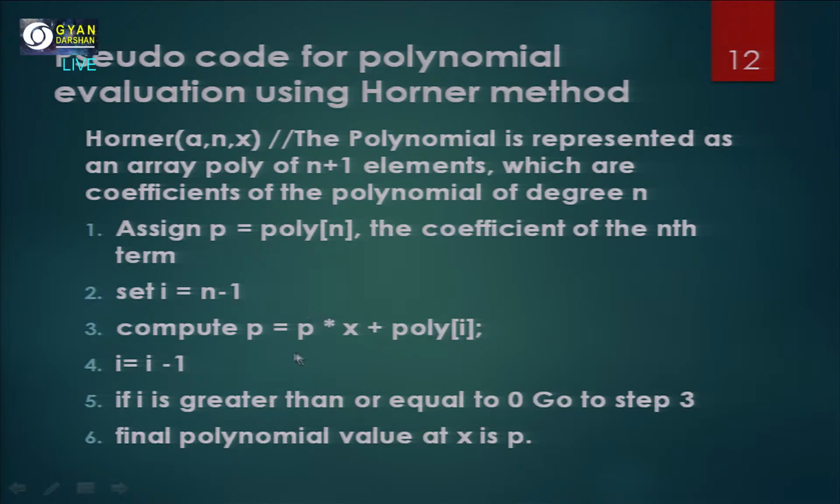So now this will become the value p, and then i will become n minus 2, and the next computation is going to be this whole term multiplied by x plus an minus 2, like that. Okay, so we will keep on repeating this particular step till the final polynomial result is achieved.